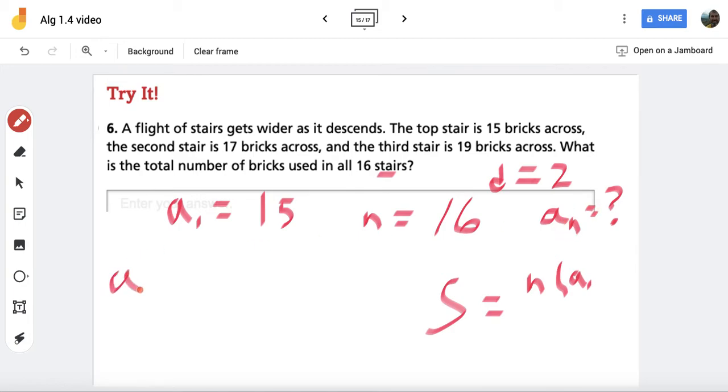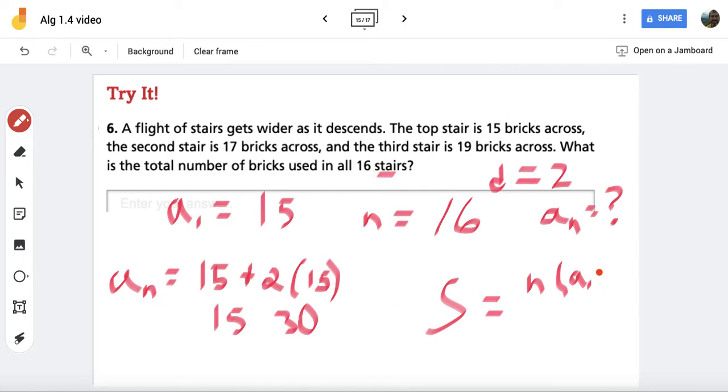The last term, we're still going to use the same formula, equals the first term plus the common difference times n minus 1. Well, we know n is 16, so instead of writing 16 minus 1, I'm going to write 15, because 16 minus 1 is 15. So this is 30, and this is 15. 15 plus 30 is 45. So I think there's 45 bricks for the 16th stair.